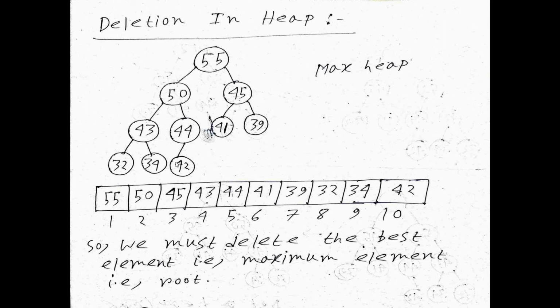Every time, the root element. Every time. This is a rule in the heap. We must not delete any elements but the root element. Why? Because every time we delete the best element.